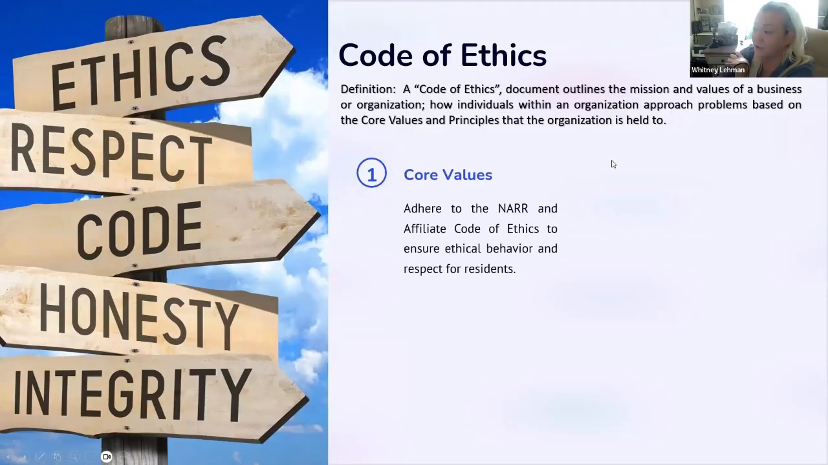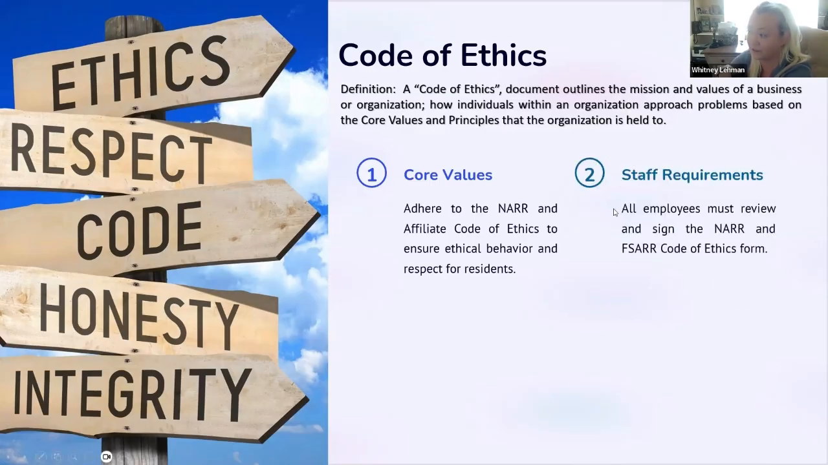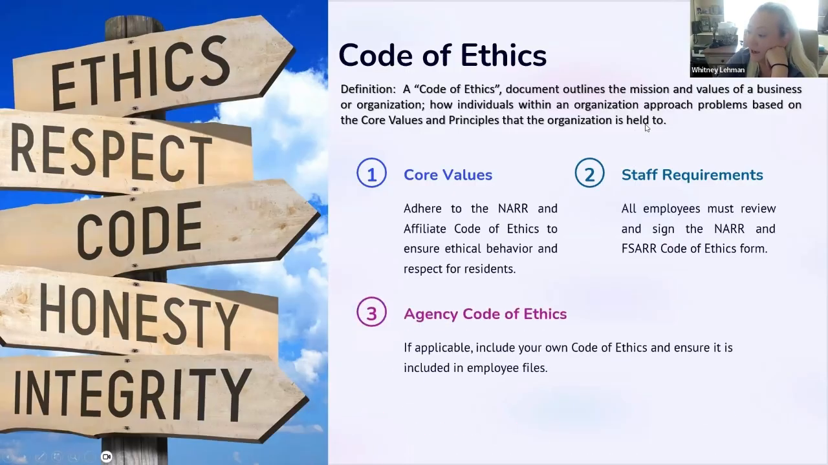So first, we want to make sure that you adhere to the NAR and your FASAR Code of Ethics to ensure ethical behavior and respect for your residents. You want to make sure that all of your employees and volunteers that work in some type of staff role or your peer leaders or house managers review and sign both the NAR and FASAR Code of Ethics and that they're maintained in their employee records. And if applicable, you want to make sure that you provide FASAR your own internal code of ethics if you have one to ensure that it aligns with both the NAR and FASAR Code of Ethics.